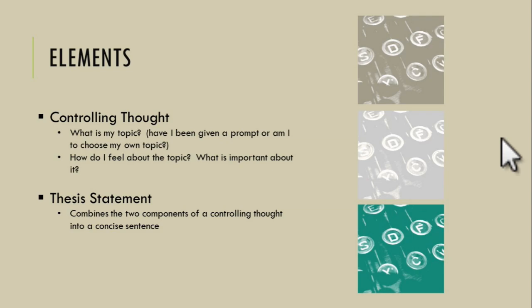So, some of the elements are, and this one's very important, your controlling thought, or what is your topic. Now, in the uploaded senior research paper packet that I gave you, there are a bunch of topics. These topics are not built into thesis statements, but they're just topics and ideas that you can think deeper about to build together your thesis statement. So, how do you feel about the topic that you're going to choose? What is important about it? You need to make sure that there is a topic that you can connect to. What are some things that you think about in your own life, or what is happening out in the world?